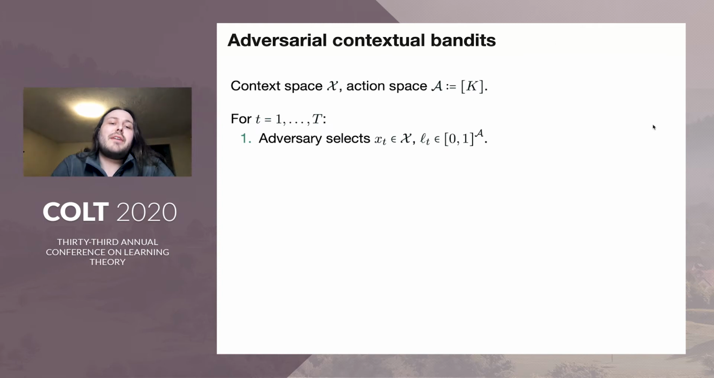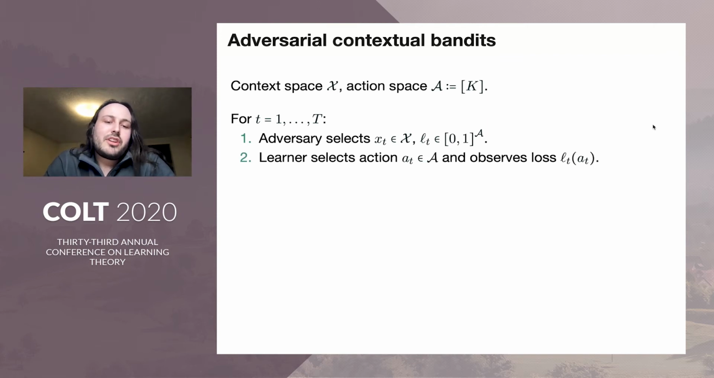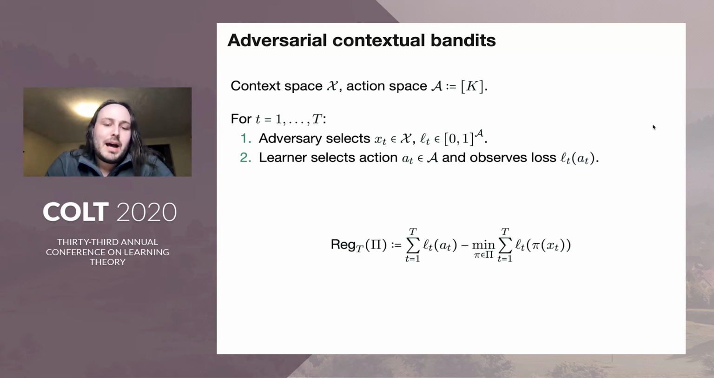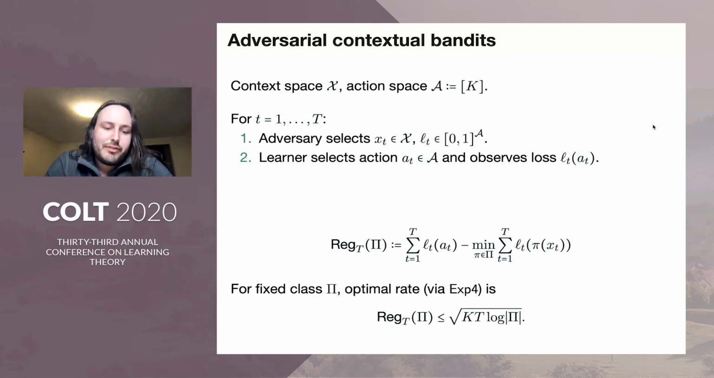So we're going to focus on adversarial contextual bandits, and the model is as follows. We're going to have a context space X and an action space A with K actions. In each round, the adversary is going to select a context x_t and a loss l_t. The learner is going to see the context and choose an action, and then they'll observe the loss just for the action that they selected. And typically, we're going to be given a policy class Pi, and our goal will be to have low regret towards Pi. For any fixed Pi, it's well known that the best possible regret in this setting is root of K T times log size of Pi.